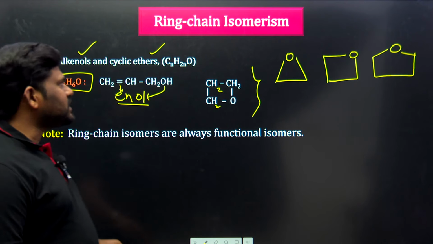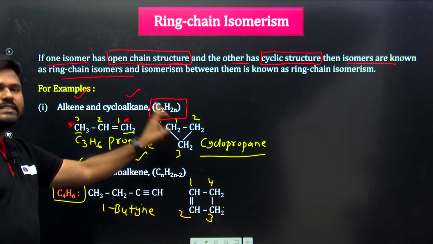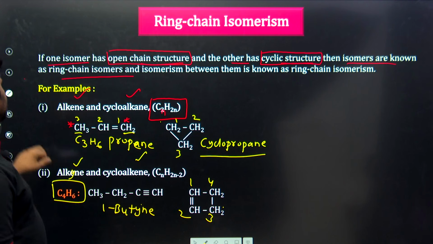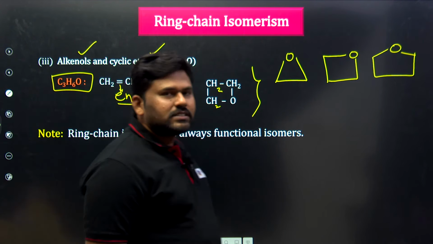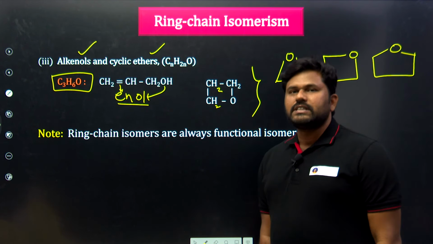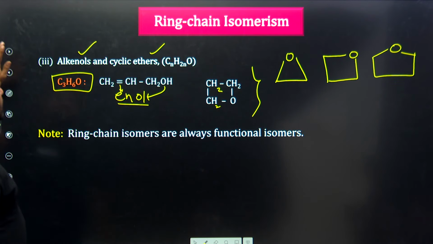What is the first one here? First one will be alkenes and cycloalkanes. Second one: alkynes and cycloalkenes. Third one is alkenols and cyclic ethers. So these 3 are collectively called the ring chain isomers. Ring chain isomers is crystal clear.